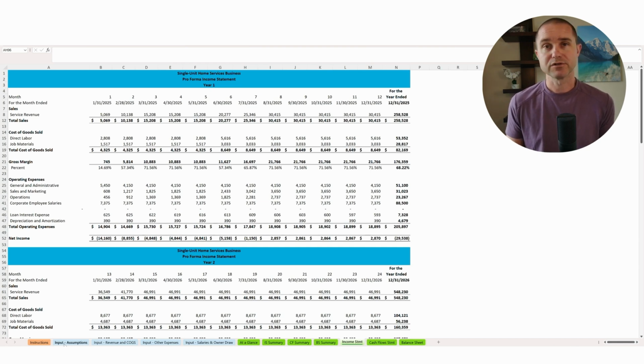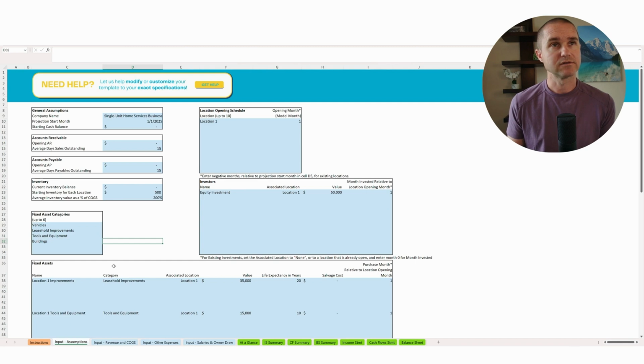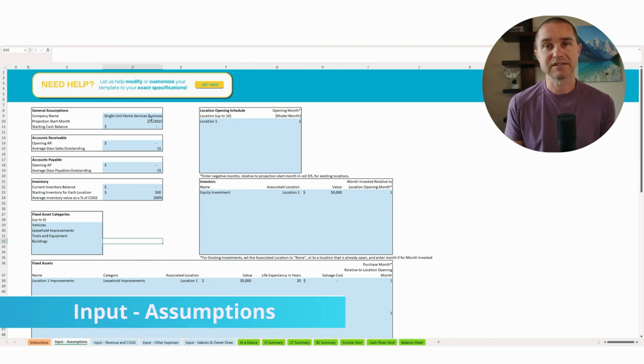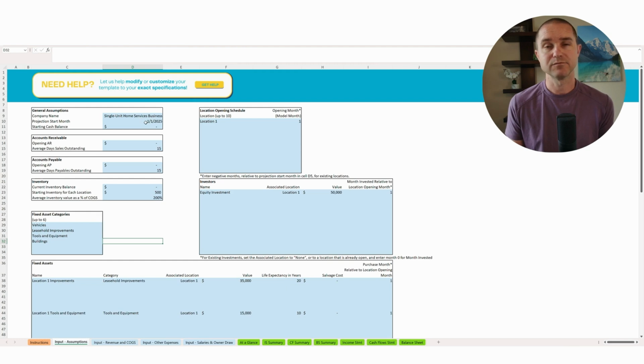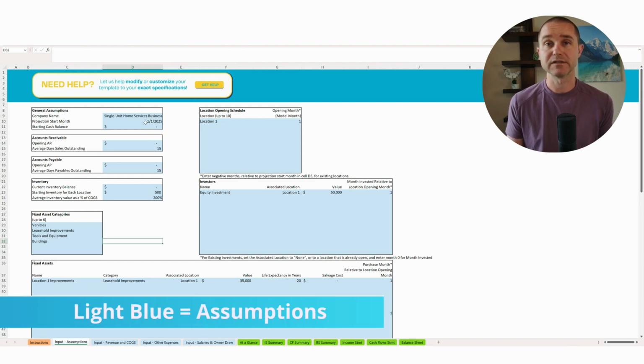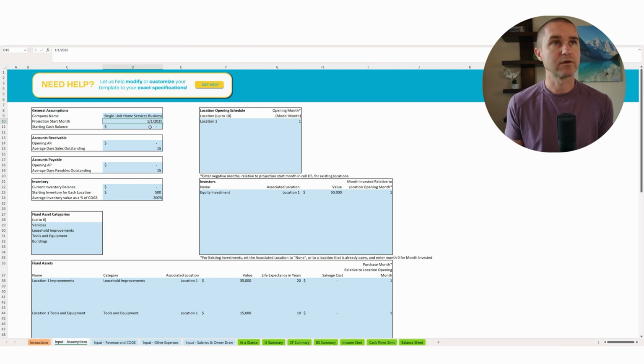All right, so in order to produce these reports, we have a little bit of work to do. This is the Input Assumptions tab. The first thing you need to know is that every cell highlighted in blue is an assumption that you can change without breaking anything in the model. We're going to put our projection start month as January 1st, 2025, and we're going to have location 1 opening in month 1.